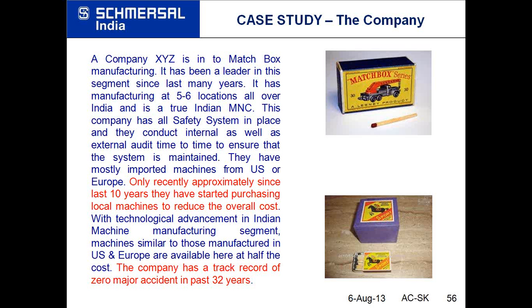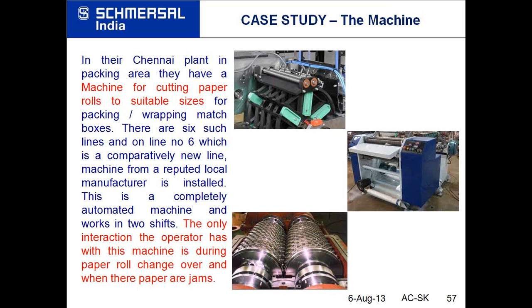In their Chennai plant, in the packing area, they have a machine for cutting paper rolls to suitable sizes for packing and wrapping matchboxes. When you go to the market, you get matchboxes wrapped in packets of 10 or 15, I don't remember exactly the quantity, but 10 safety matchboxes are wrapped in one paper. So they have a machine which cuts this paper into adequate size so that they can wrap those quantities of matchboxes.